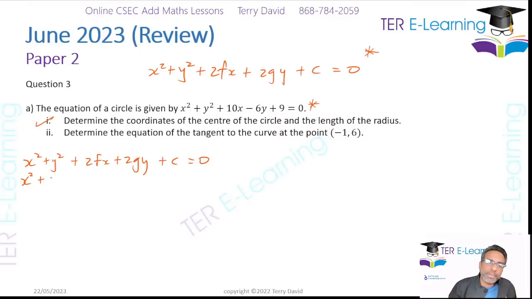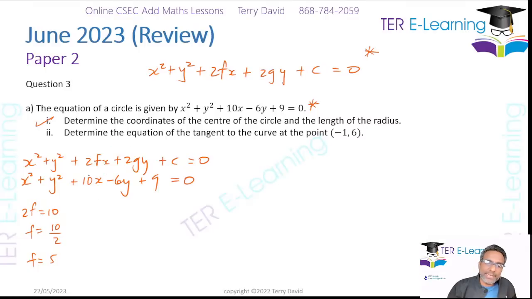So we have x squared plus y squared plus 10x minus 6y plus 9 is equal to 0. Now we can compare coefficients, and we can say that 2f is equal to 10, so f is equal to 10 over 2, so f is equal to 5.